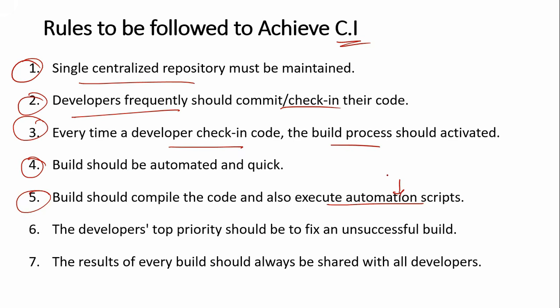Here two parts are there. One is the development team will do it using the JUnit framework, and the testing team will use TestNG or Cucumber, depending upon the project. So that will happen. Very important is that the development team's priority is to fix an unsuccessful build. So continuously 10 developers check in the code.